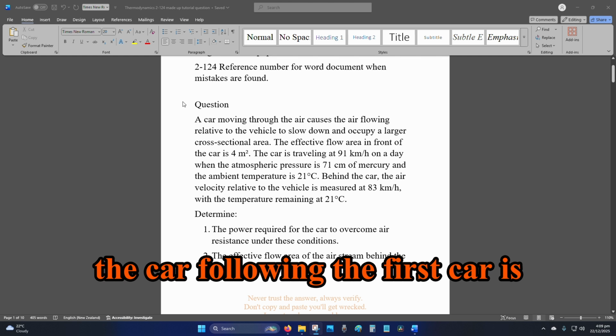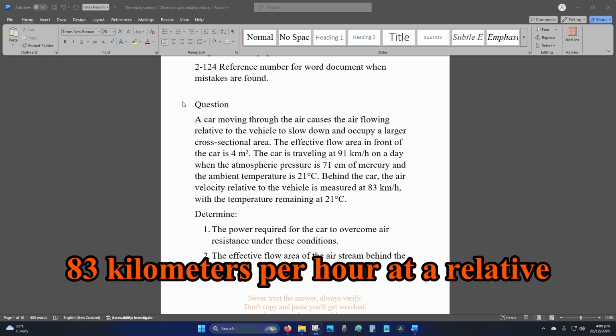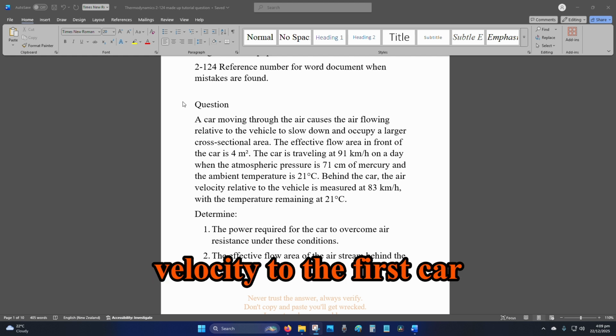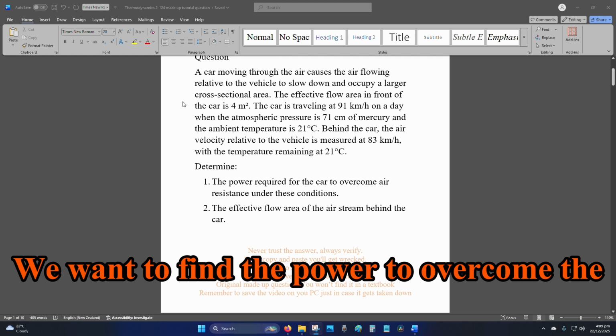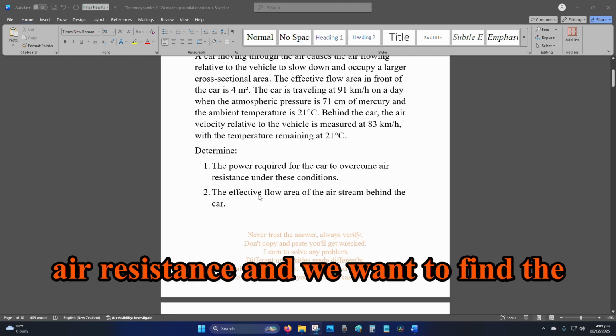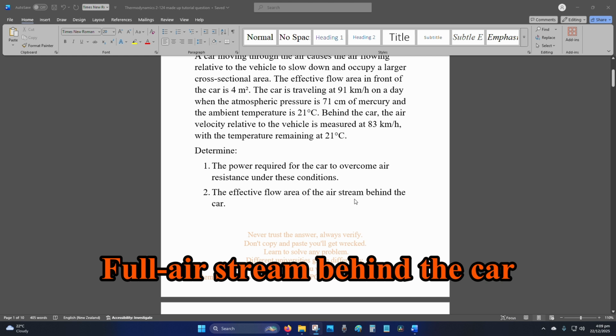The car following the first car is at 83 kilometers per hour at a relative velocity to the first car. We want to find the power to overcome the air resistance, and we want to find the outlet area for the effective flow for air stream behind the car.